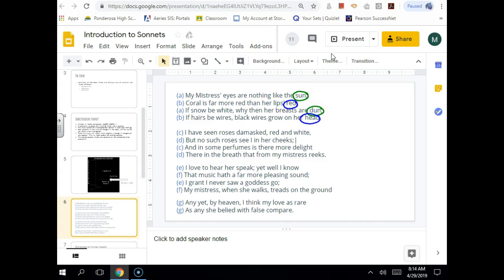Okay. Now let's go white. Haley. Does white rhyme with anything above? No. So that's going to be a whole different letter, right? We're going to label that C because it's a sound that hasn't been made.